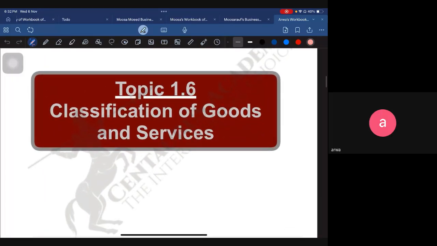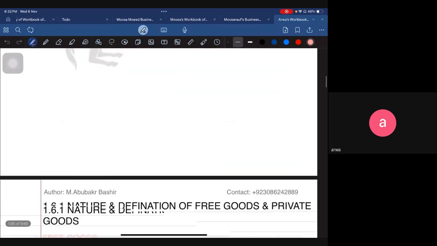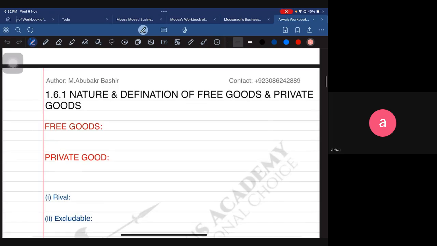Okay, so let's just start today with the new chapter, which is 1.6 classification of goods and services. Right, so we are going to start off with this chapter today. The first thing up is the nature and definition of free goods and private goods. So, what are free goods?